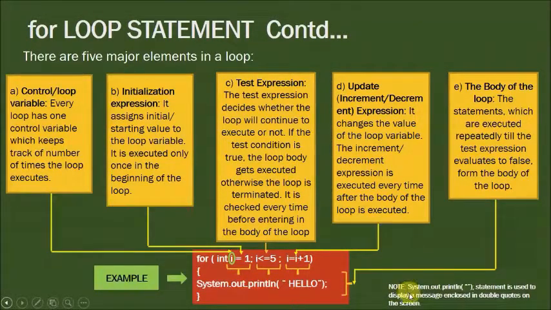One important point to note here is that the System.out.println statement is used to display a message enclosed in double quotes on the screen. So this program will display hello 5 times on the screen. Let us see how. We have understood all the 5 major elements of a loop. Now we understand the execution part.